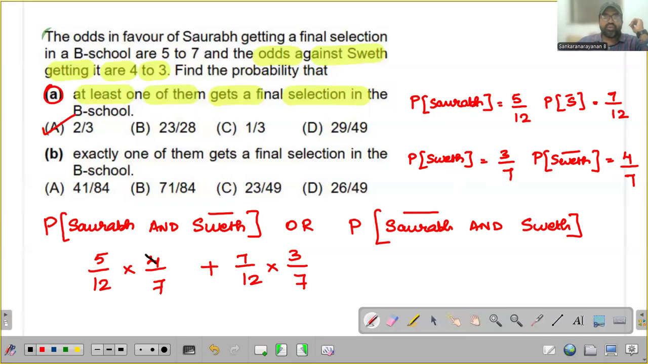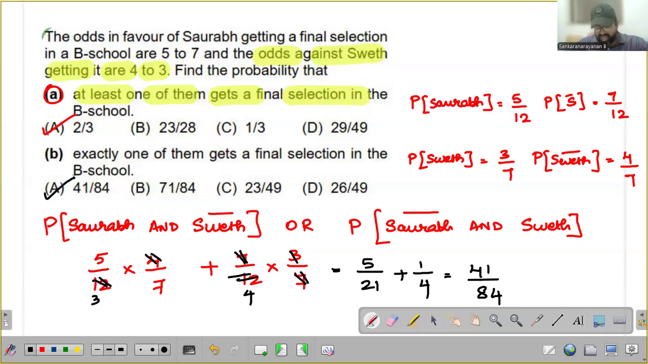You can see that 4 will go in 12 3 times. This 7 will get cancelled off. This 3 will go in this 12, 4 times. So on further simplification, you can say this will be 5 by 21 plus 1 by 4. We can see here the final answer. It will be coming as 41 divided by 84. Okay, 41 upon 84. That is going to be my final answer as far as this question is concerned. Okay, fine.